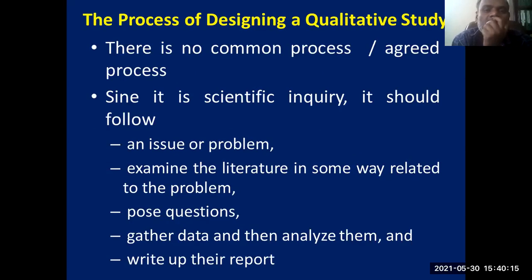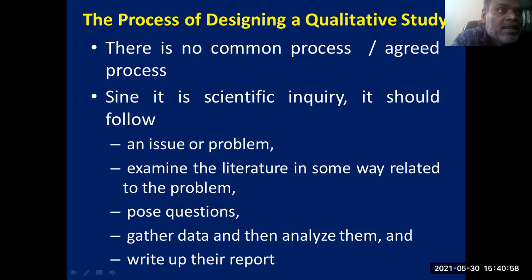So, the process of designing a qualitative study: there is no ideal, common, or agreed process available in qualitative study. Don't take it negatively. It means any researcher can frame or make their own research process. So it's flexible. Qualitative design is flexible. That is why there is no common or agreed process available in qualitative study. But in a quantitative study, you can say the process goes from the beginning, the problem statement, to dissemination. It is clearly laid out.